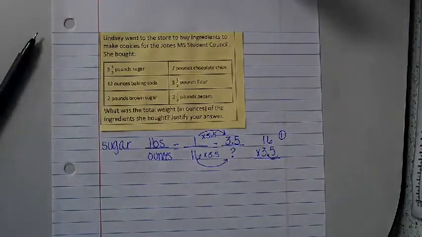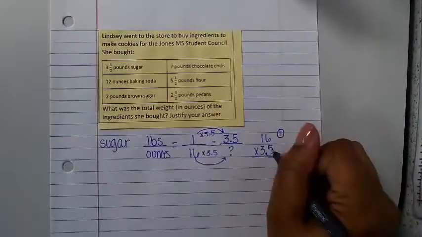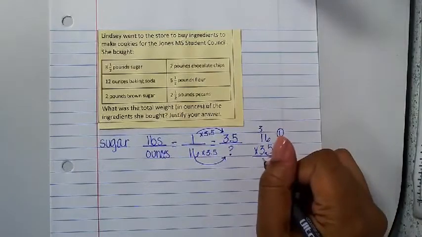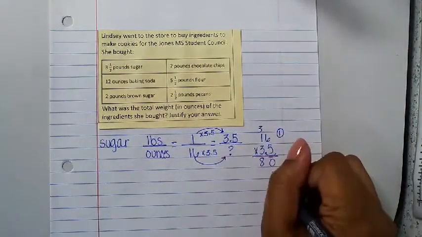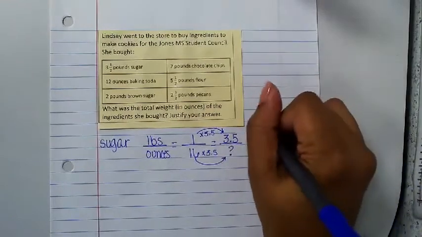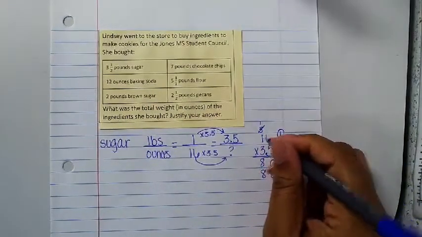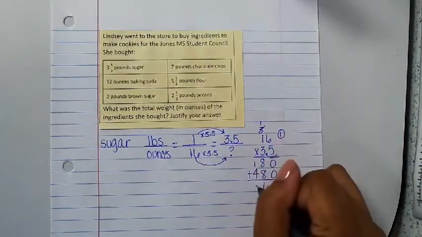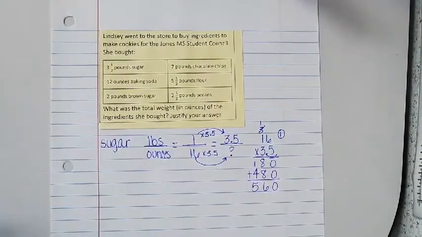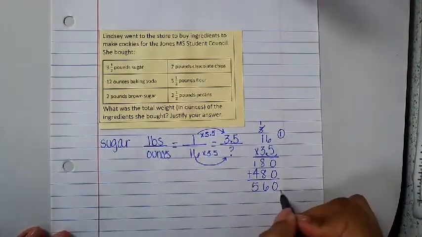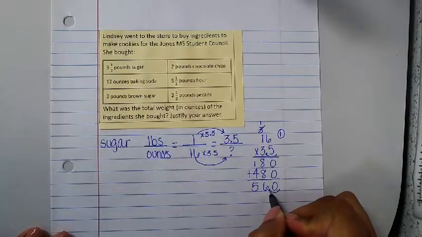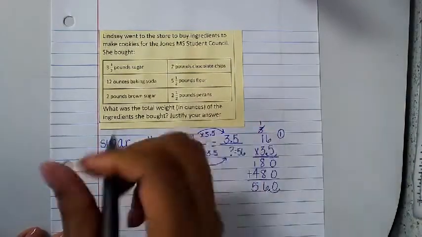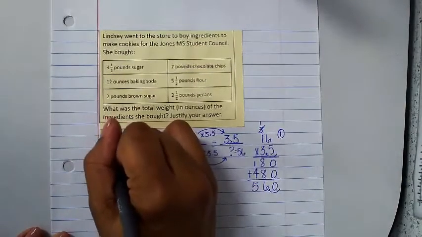Okay, so we're going to multiply now. 5 times 6, that's 30. 5 times 1 is 5, plus 3 is 8. Add a 0. 6 times 3, that's 18. And 3 times 1 is 3, plus 1 is 4. That gives us 560, but I'm not done. I need to put my decimal back in. My decimal is here. I need to move it back in 1. So that gives us 56. So sugar is 56 ounces.